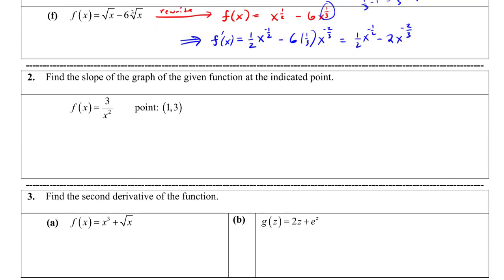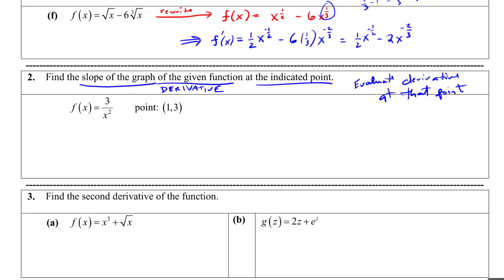All right. Find the slope of the graph of the given function at the indicated point. Okay, so now we have to remember slope of the graph of the given function. That's nothing more than derivative. So I want the derivative at the indicated point. This means just evaluate the derivative at that point. So I don't want the derivative function in the end. I want that function evaluated at whatever point of interest we're looking at.